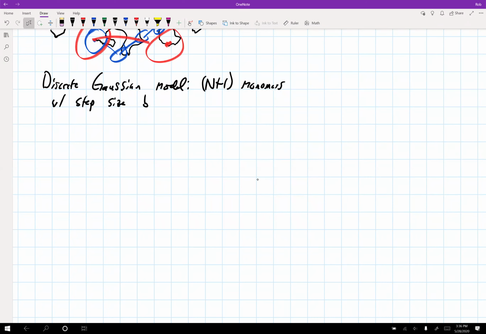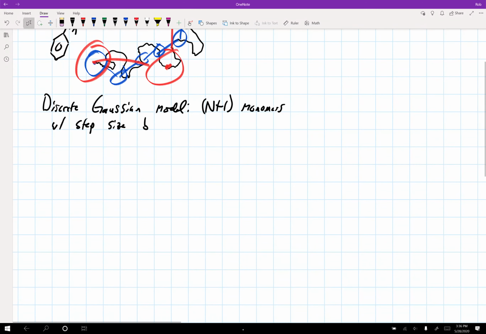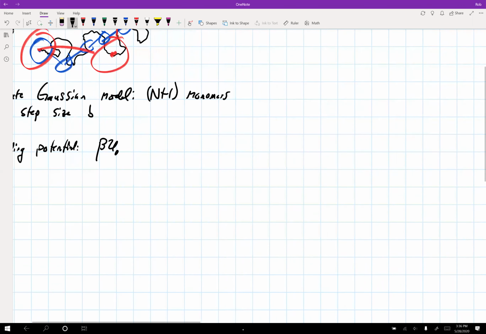All right, so let's get into more of the description of this. The key thing here is that we now have the intramolecular connectivity in this molecule that we have to take into account. So we're going to have a bonding potential, no matter what resolution we choose to use for this random walk. I'm going to call this U sub 0.